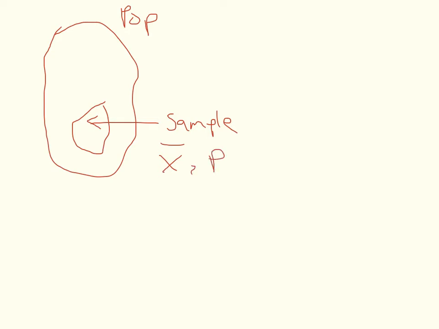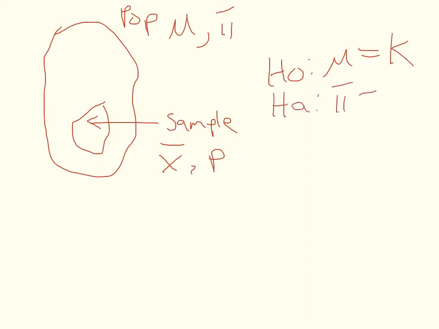So we should be familiar with this idea. This is our population, and we have a sample that comes from that population. Previously, we took a statistic, usually the sample mean or proportion, whichever one you want to use, and had some hypothesis test about the value of the population parameter. So we assume, for instance, that mu is equal to some value k, or that the proportion is equal to some value k prime.